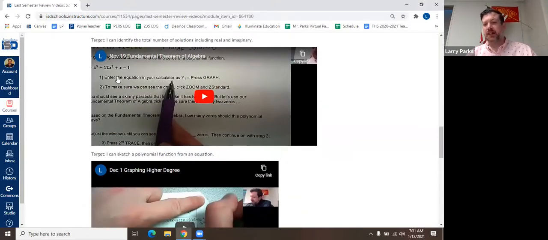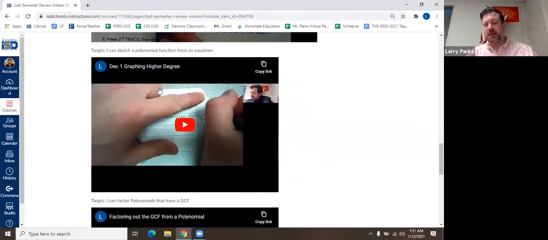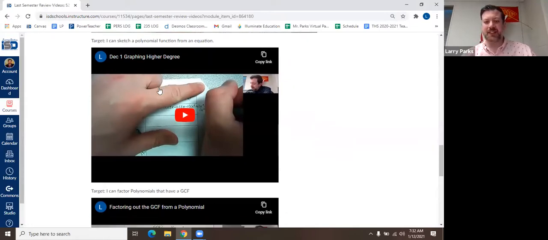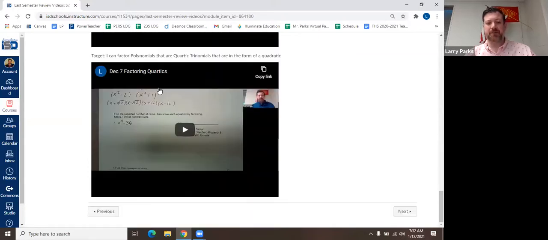Looking at a function and looking at the highest degree, and then determining how many total, real, and complex solutions there are, that is on the test. Being able to sketch a polynomial from an equation, that's on the test. You will have access to Desmos, so that makes that much easier. Factoring, so a lot of polynomials have a GCF at the beginning. And then how to factor quartic trinomials, and also the stuff we covered this unit.